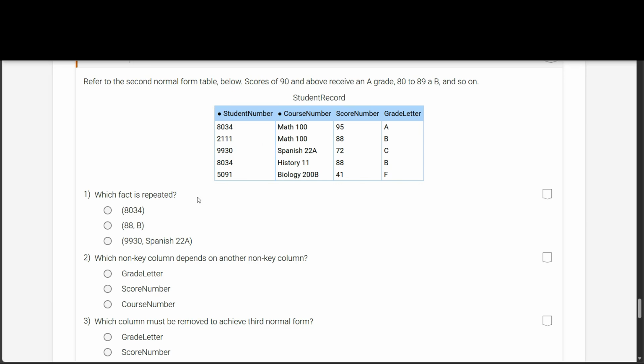So which fact is repeated here? Let's see what is repeated. We have a score number 88 and a score number 88. That is repeated. And B is also repeated. So that is true.